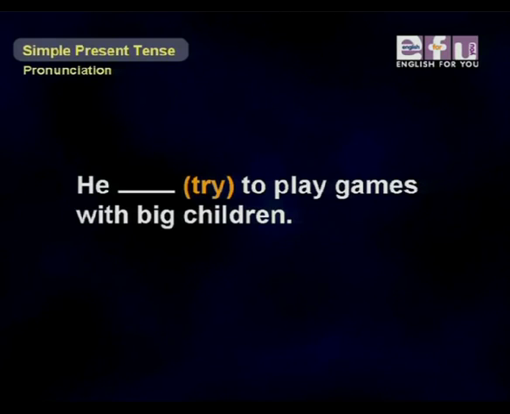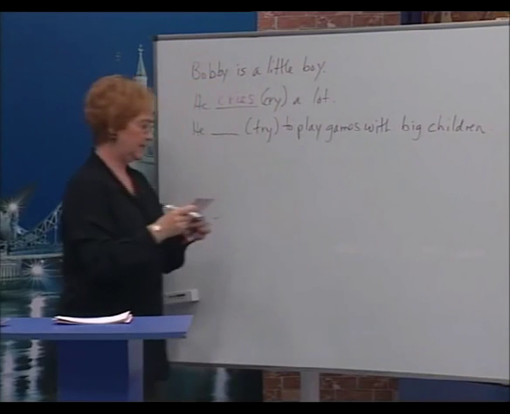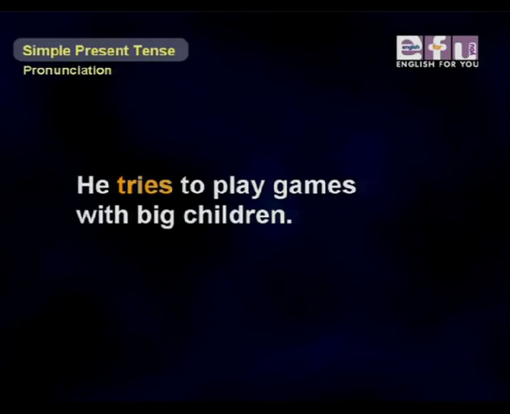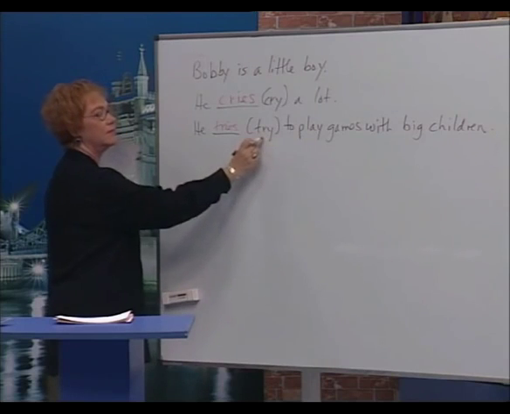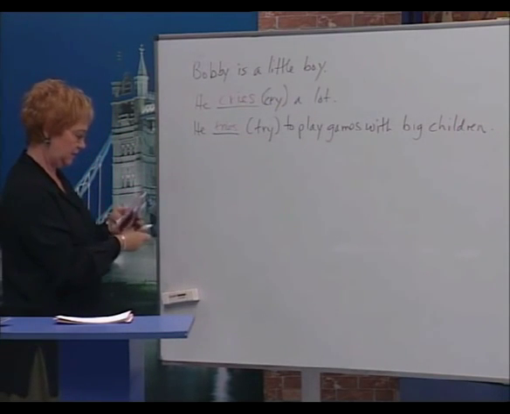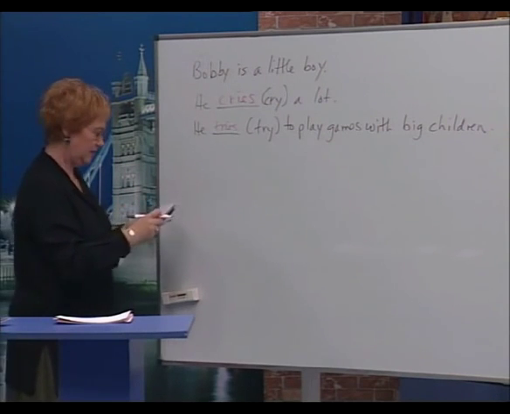All right. Here's another sentence. He tries to play games with big children. All right, Isabel, this is for you. He tries to play games with big children. Now, spell it. TRIES. And why did it change? Y after a consonant. Yes, good.